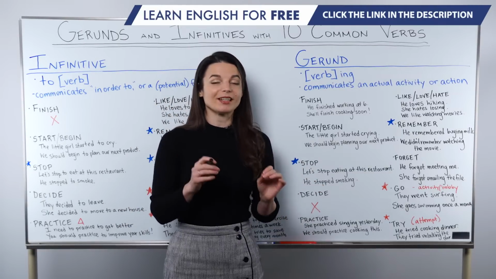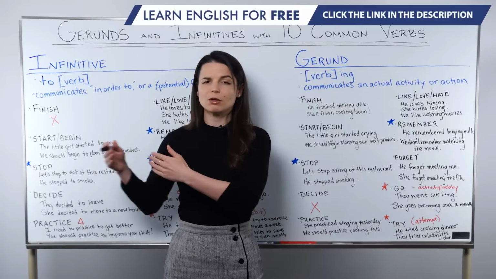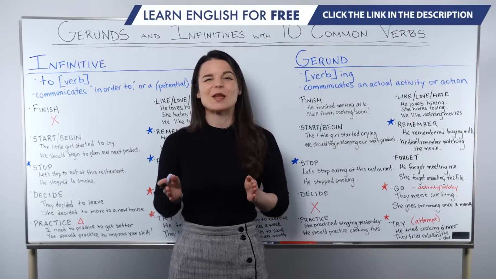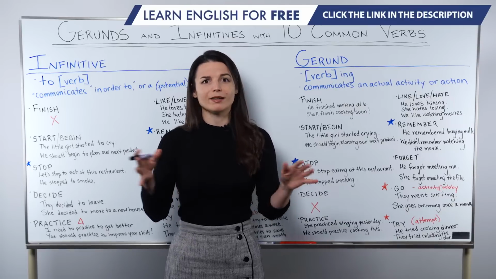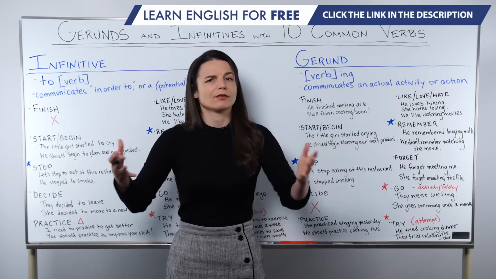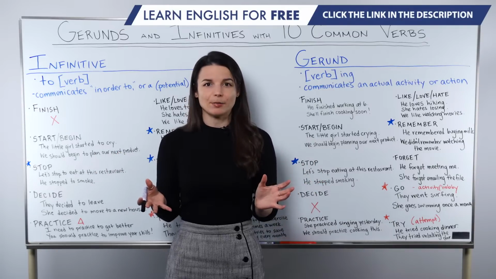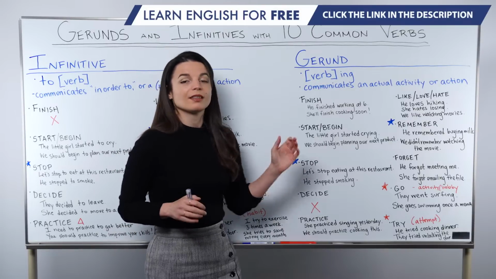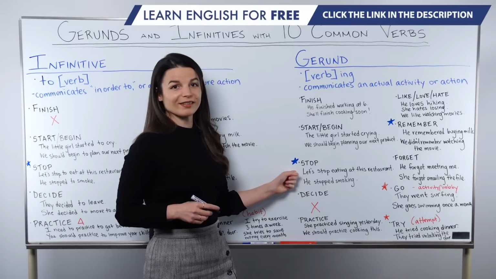So stop eating at this restaurant means maybe we ate at this restaurant many times, but something happened this time. Maybe you go to the restaurant and there are bugs, or the food is terrible, or it's very expensive, or the staff is very rude. Something bad happens, and you say, let's stop eating at this restaurant. This is what the gerund form expresses.